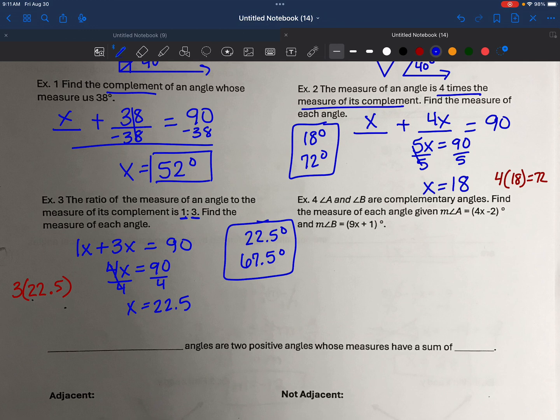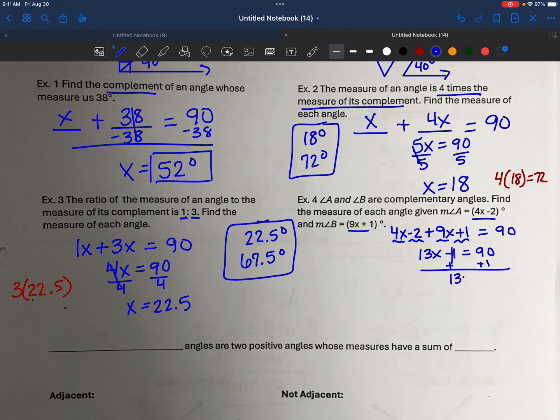Okay. All right. Example 4 says A and B are complementary angles. Find the measure of each angle given. So angle A is 4x minus 2. Angle B, 9x plus 1. So what equation would I set up to solve here? 4x minus 2 plus the second angle, 9x plus 1, complementary, so we set equal to 90. Okay? So add like terms, we get 13x, negative 2 plus 1 would be a negative 1.